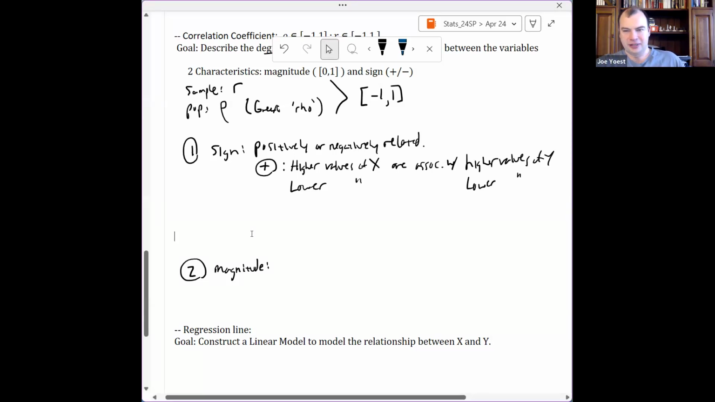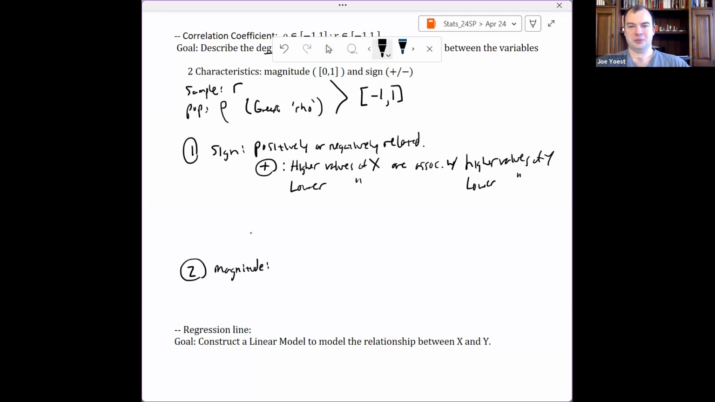Personally, I don't like saying when x increases, y increases, or when x decreases, y tends to decrease. I like to say it this way: higher values of x are associated with higher values of y, and lower values of x are associated with lower values of y, when the sign is positive. When the sign is negative, just the opposite.